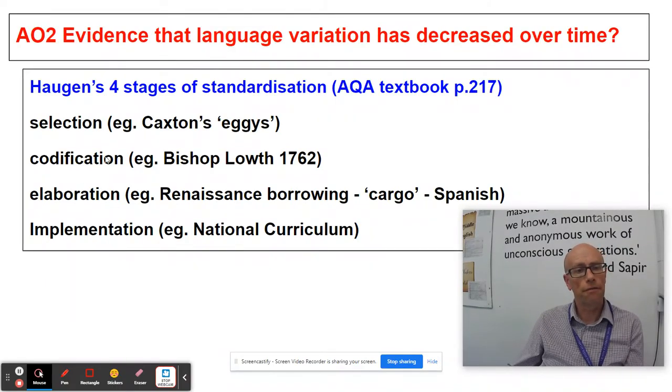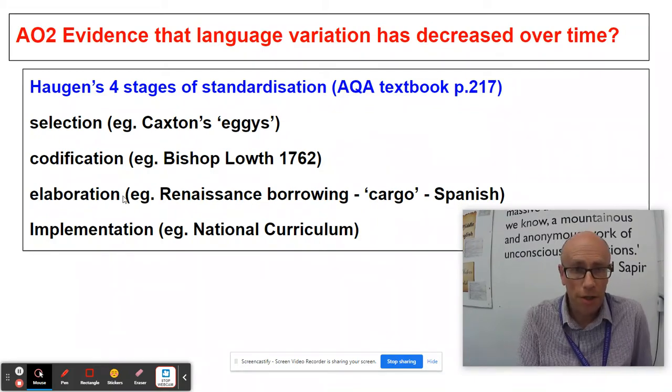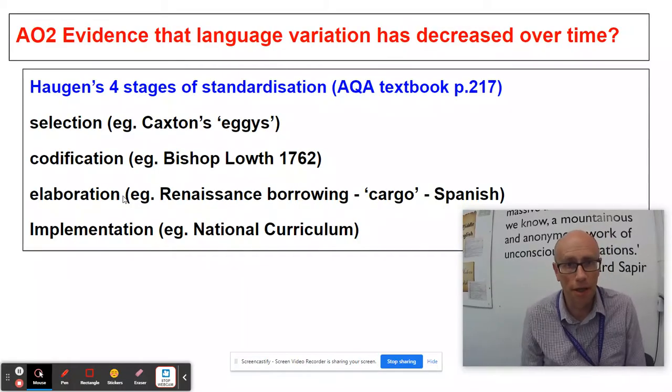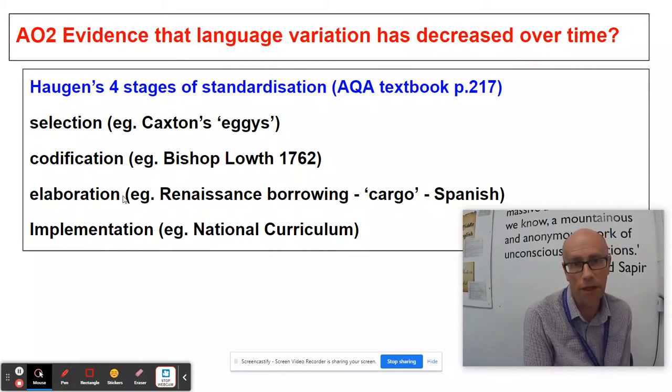So you could say that if this codification period is going on, that surely is decreasing language variation, at least in terms of people's written English. But at the same time, you've also got what Haugen calls elaboration as well. This is the idea that things are happening to the language which are increasing the resources, the richness and the expressiveness of the language.